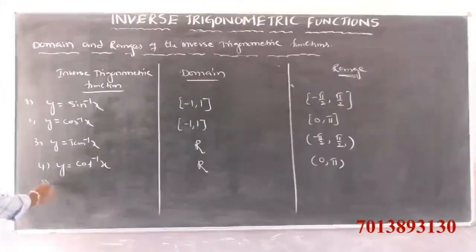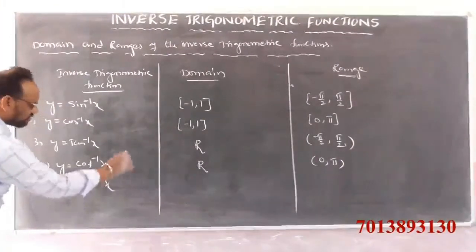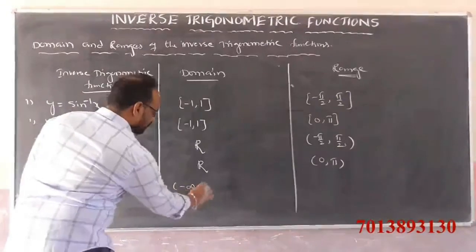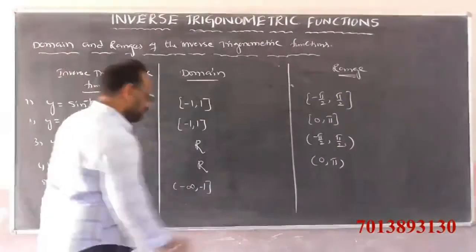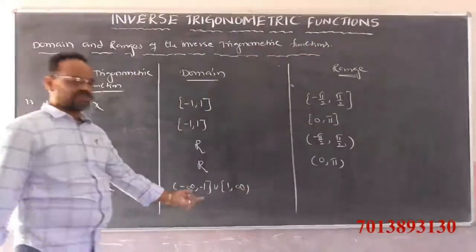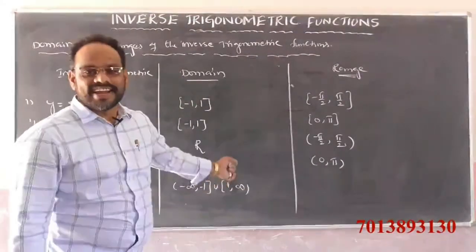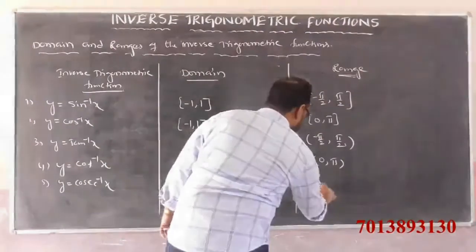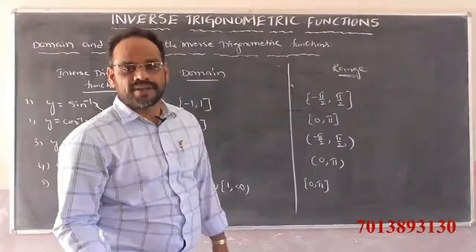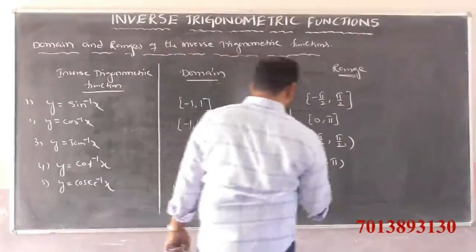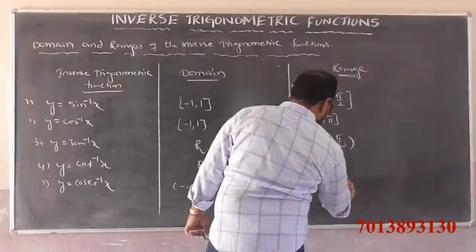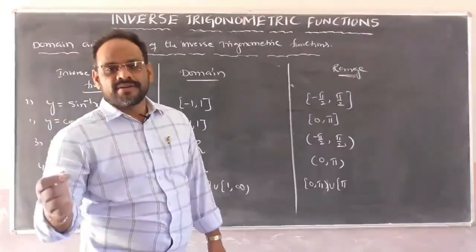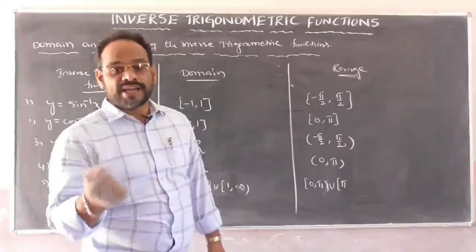If you take the fifth one, y is equal to cosecant inverse x, clearly the domain is minus infinity to the closed interval minus 1, union 1 to infinity. Clearly its range is the closed interval 0 to pi.